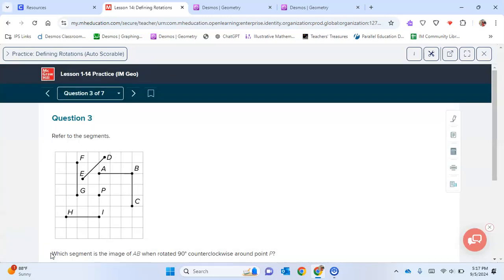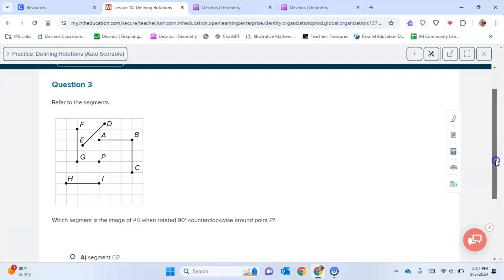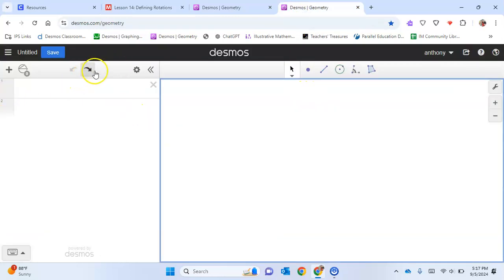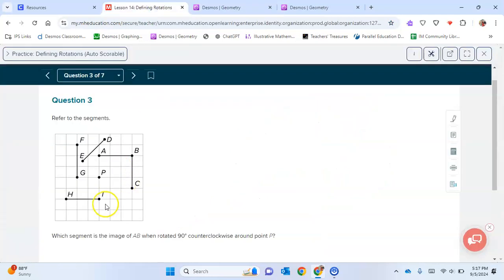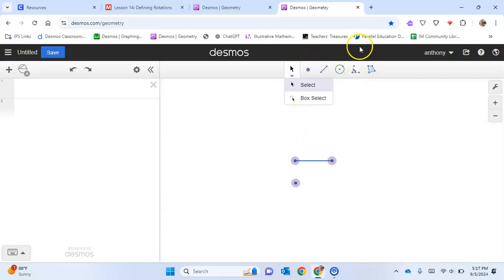Question 3. Refer to the segments. Which segment is the image of AB when rotated 90 degrees counterclockwise around point P? All right, so I sort of made that figure. So there's point P and then there's AB. We want to rotate this segment. So we select the segment and we rotate it.